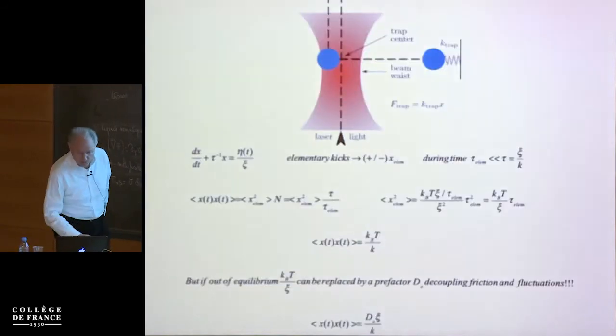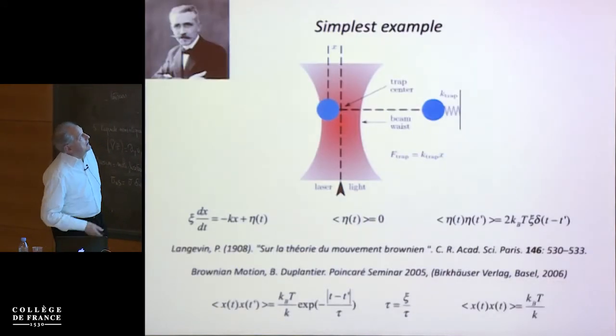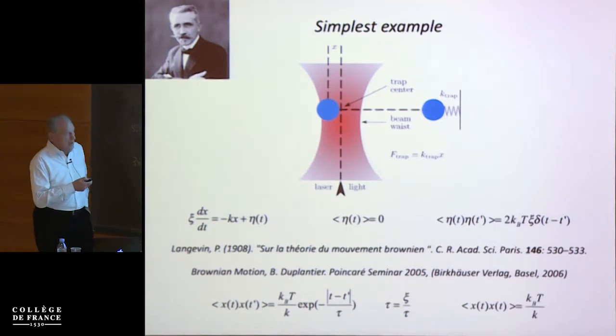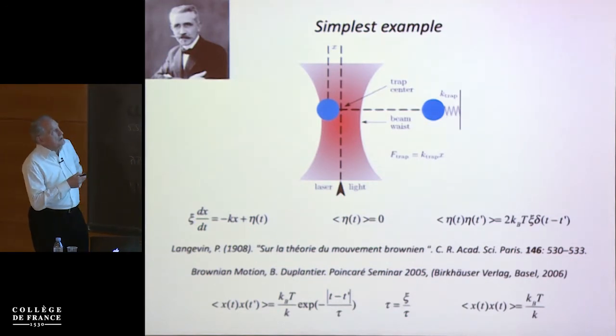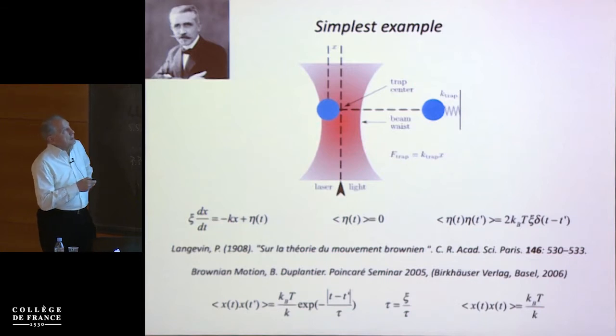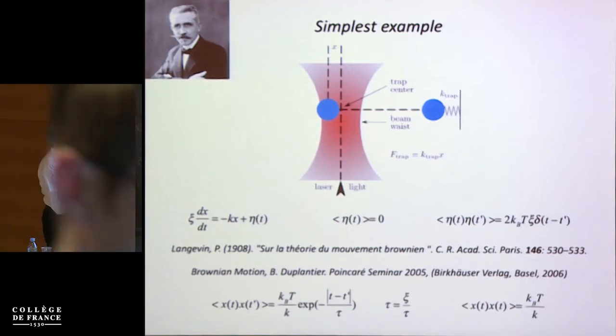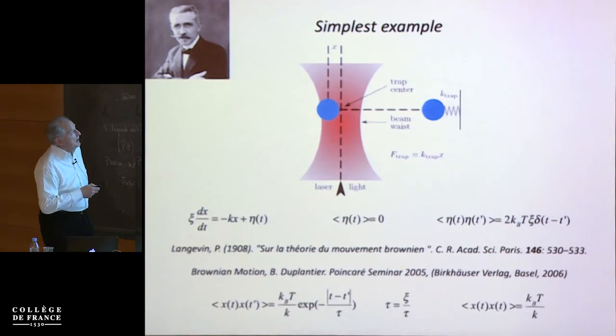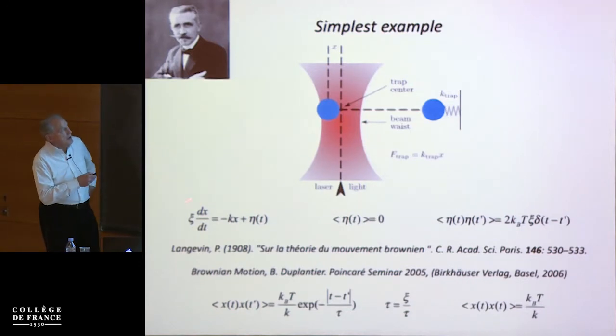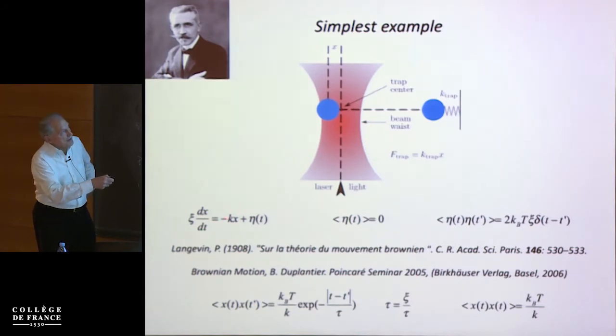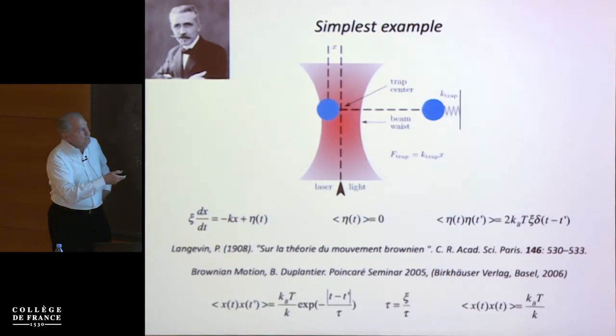First, let's start with this very simple example of a colloidal particle, a bead, in a laser trap, and let's move it in and out in just one dimension. Jean-François introduced the dynamical equation, which is a Langevin equation with the friction term. I omit the mass term here, and some elastic restoring force here, and just the noise.